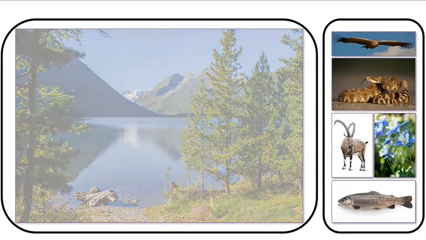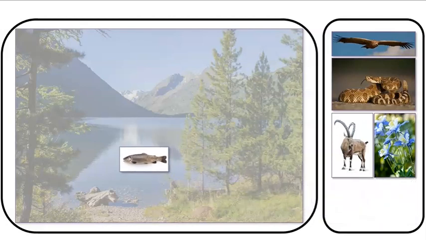Let's start with the rainbow trout. Where do you think the trout is best suited to live? Point to it. Did you point to the lake? That's what I was thinking too. The rainbow trout has gills that allow it to breathe underwater. It also has fins and a tail to help it swim.